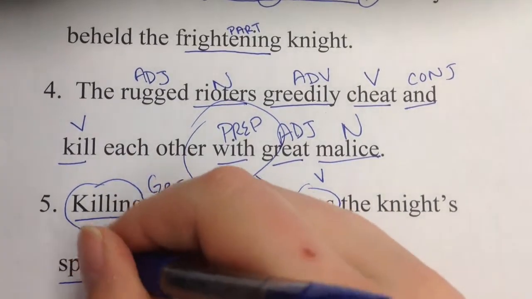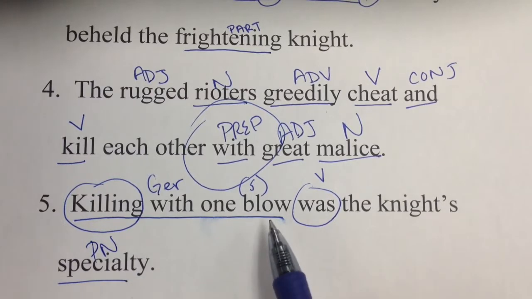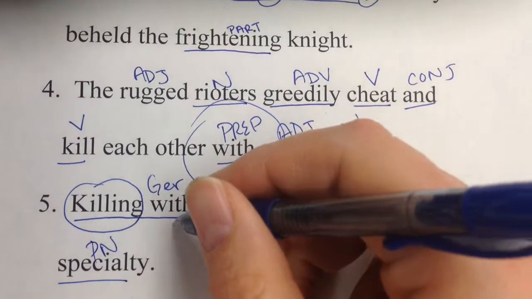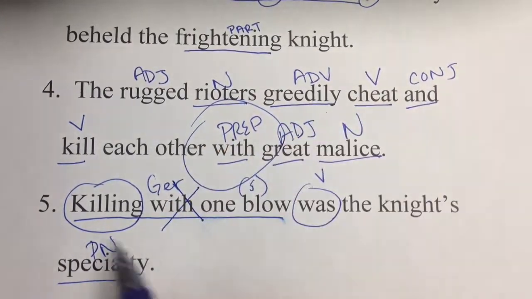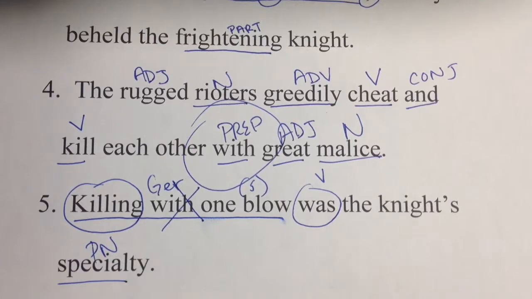And then here is what's called a predicate nominative, but don't worry about that. So here's our gerund, killing with one blow. It's the subject of the sentence. One trick with gerunds, unlike participles, is that I cannot delete them. If I were to delete all of these underlined words, I would end up with a sentence that wouldn't be complete. "Was the knight's specialty," and that's usually true.